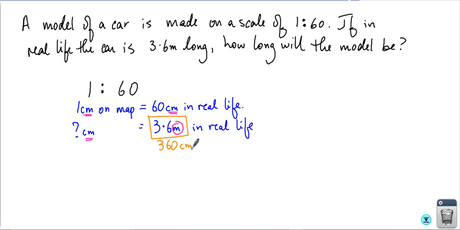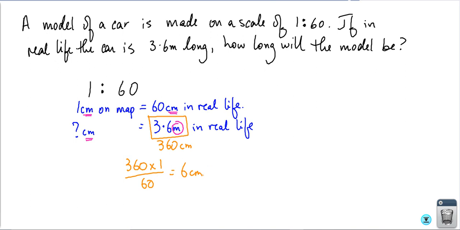Okay, so now we have all the units in order. We have a simple proportion problem. So 360 times 1 divided by 60, because it's direct proportion, will give me the answer. So I have 360 times 1 divided by 60 gives me 6 centimeters. So the model will be 6 centimeters long. Okay, that's our first problem.